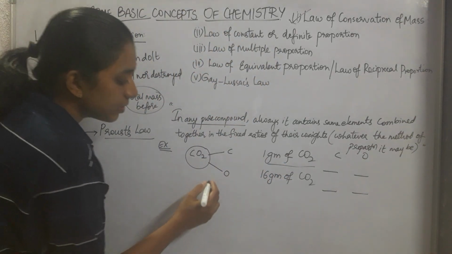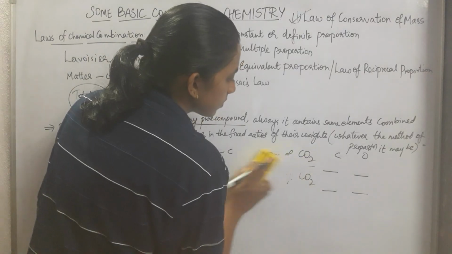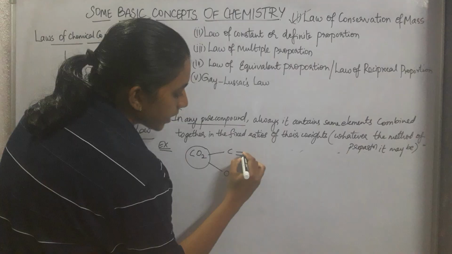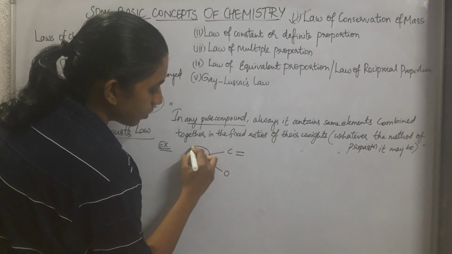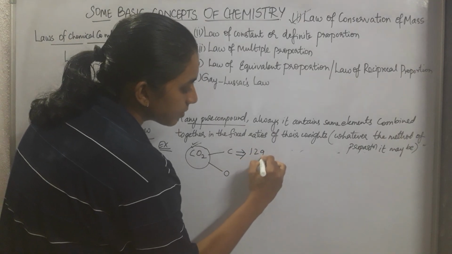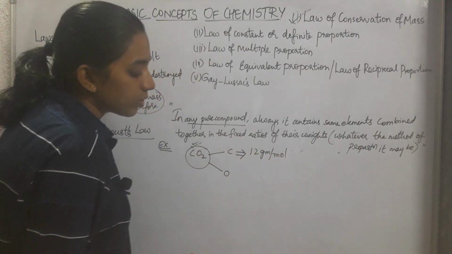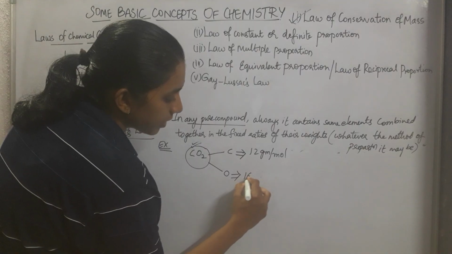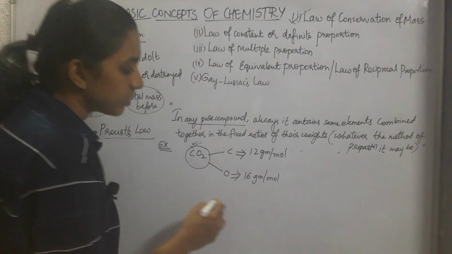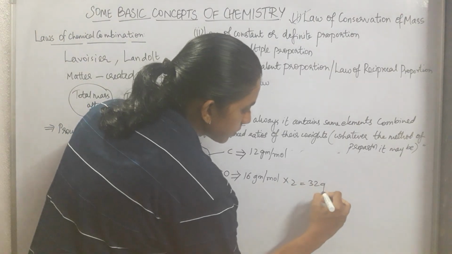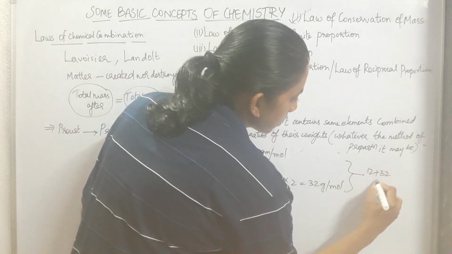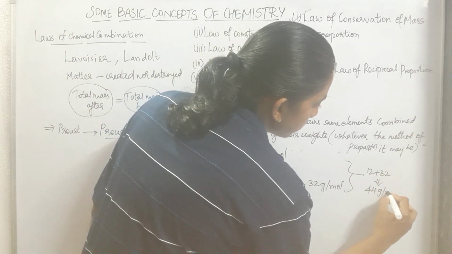How can we prove that? See, let us calculate the total mass of carbon dioxide. So what is the mass of carbon? 12 grams per mole. What is the mass of oxygen? Atomic mass 16 grams per mole. In carbon dioxide we have 2 oxygens, so into 2, which is 32 grams per mole. What is the total mass of carbon dioxide? 12 plus 32, which is 44 grams per mole.